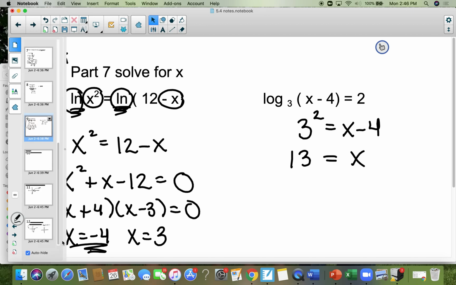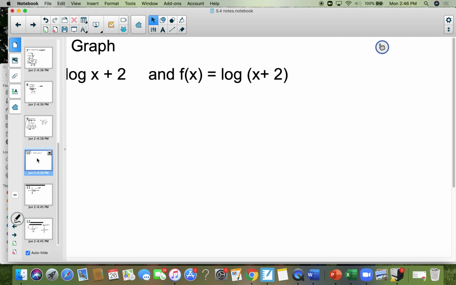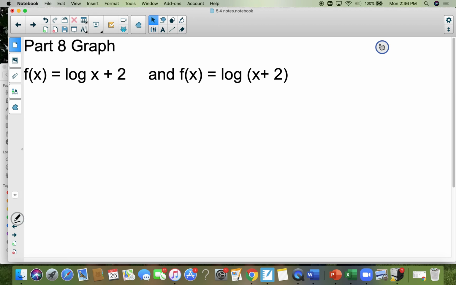And wow, we got 3 pages left to go here. They want you to graph the log of x plus 2 and f of x equals the log of x plus 2.